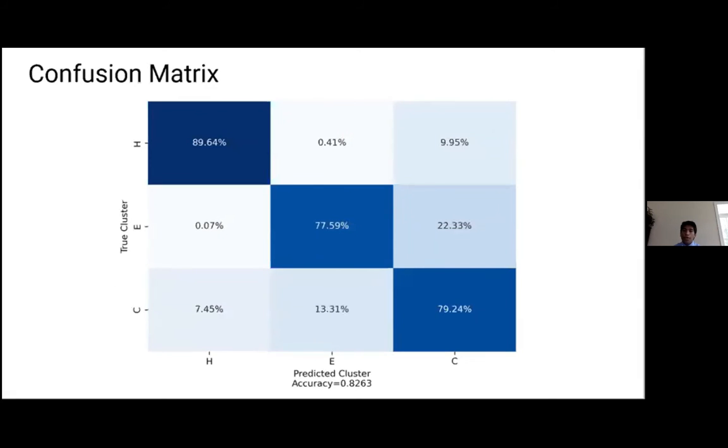We achieved an 83% overall agreement with DSSP labels. Our confusion matrix shown here shows that most of the misclassified residues were coils. This is expected due to coils not having as defined a structure as either helices or strands.